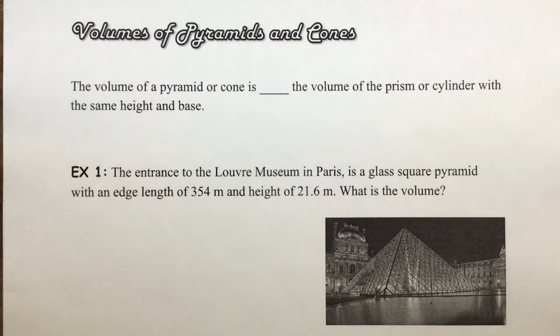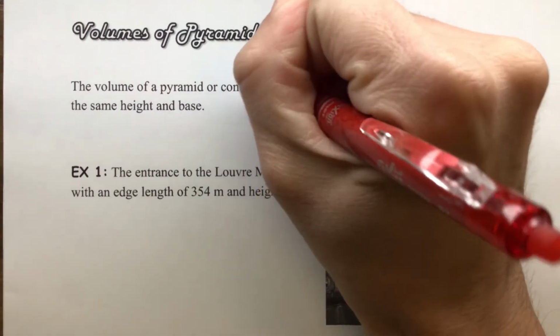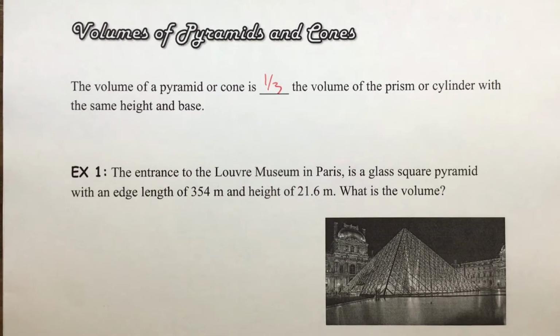Volumes of pyramids and cones. Though I don't have a way to prove this without using calculus, the volume of a pyramid or a cone is 1/3 the volume of a prism or cylinder with the same height and base.